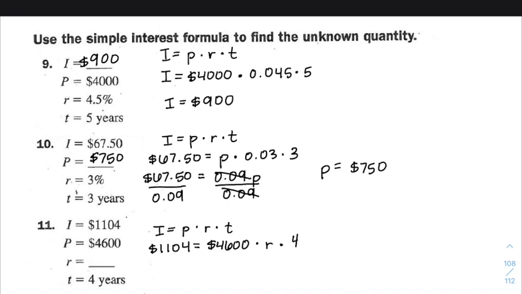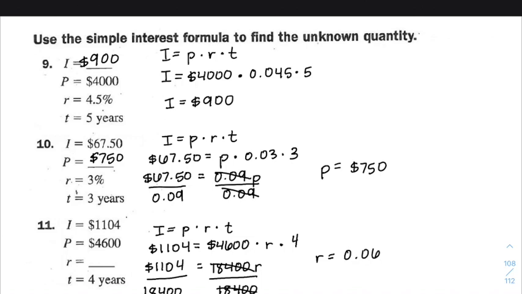Now I need to simplify my equation. I can simplify by multiplying $4,600 and 4. This is going to give me $18,400. And I'm going to bring down my R. I'm also going to bring down my interest of $1,104. To find the rate, I need to divide both sides of my equation by 18,400. 18,400 divided by 18,400 is 1, so those numbers cancel out and leave us with just R. 1,104 divided by 18,400 equals 0.06. To put this in its percent form, I need to move the decimal point to the right 2 spaces. This is going to give me a rate of 6%.